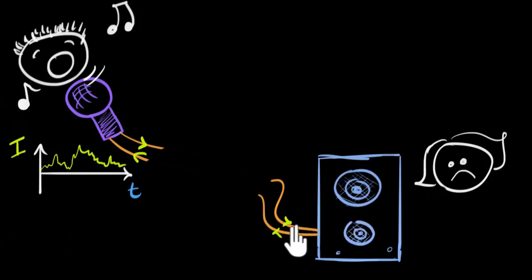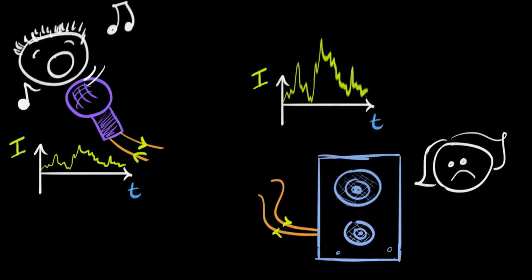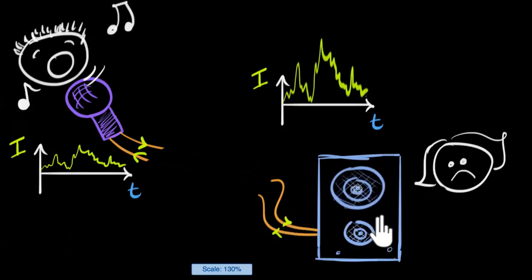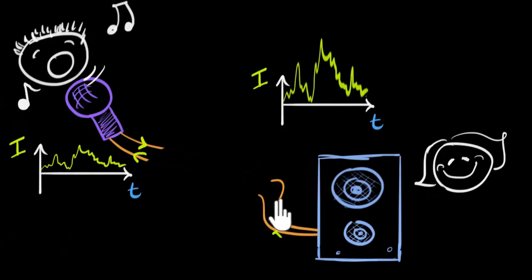But if you could somehow increase the strength of the current over here and keep the pattern exactly the same, now since the current has increased, the speaker will vibrate very nicely, and since the pattern is exactly the same, you'll pretty much hear his voice and his song. So in order to make this thing successfully work, we need a device in between that increases the strength of the current, but at the same time keeps the pattern exactly the same.